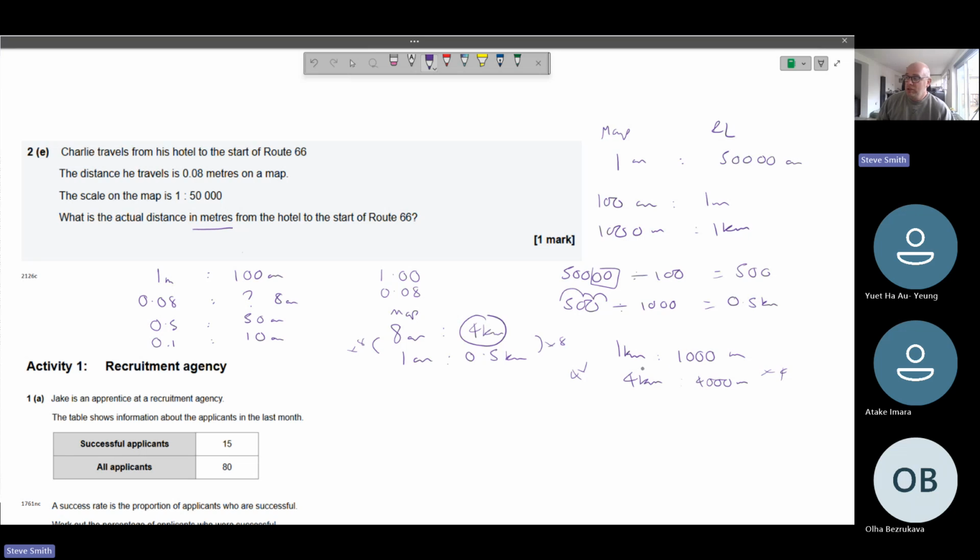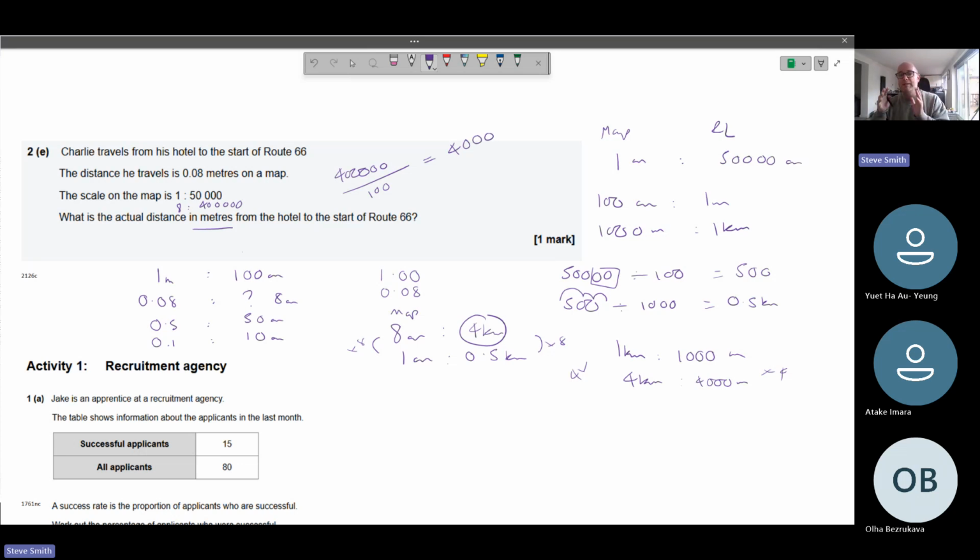Absolutely fine. As long as you know your conversions, your equivalents, then that's real straightforward. It's only 1 mark as well, so it's not asking you to do all this like I did. It's just a case of knowing what that is on the map. It's 8 centimeters. That represents 400,000. Once I've got that as centimeters, I divide by 100 because I want it from centimeters into meters. And then I've got 4,000.